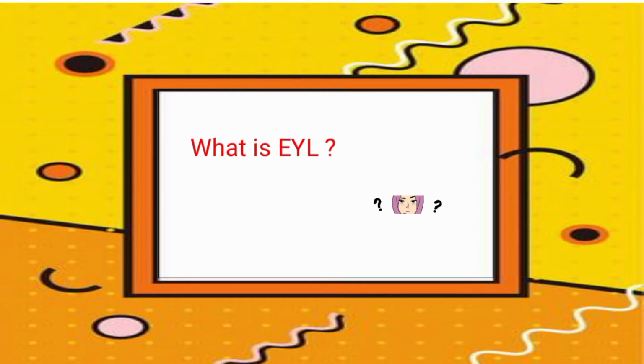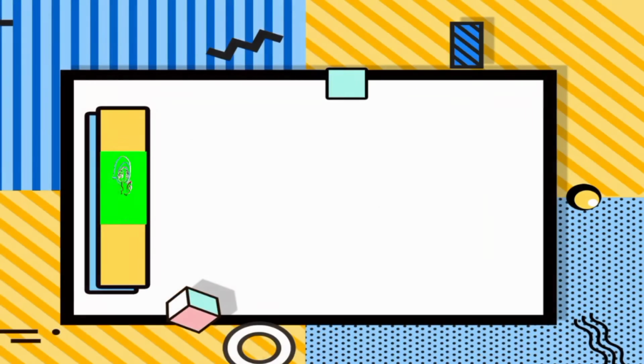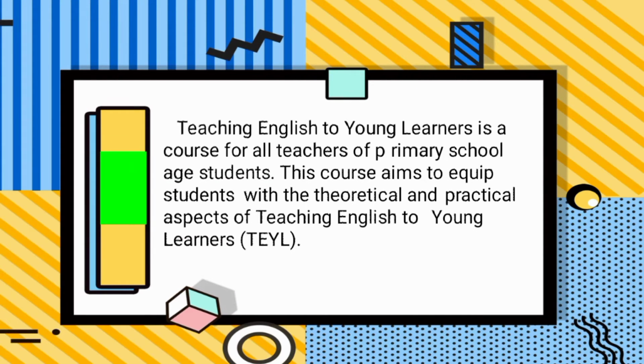We start with what is EYL? Teaching English to Young Learners is a course for all teachers of primary school age students. This course aims to equip students with the theoretical and practical aspects of teaching English to young learners. It is also to equip teachers with the knowledge and skills needed to support young learners through the delivery of engaging and motivating lessons.